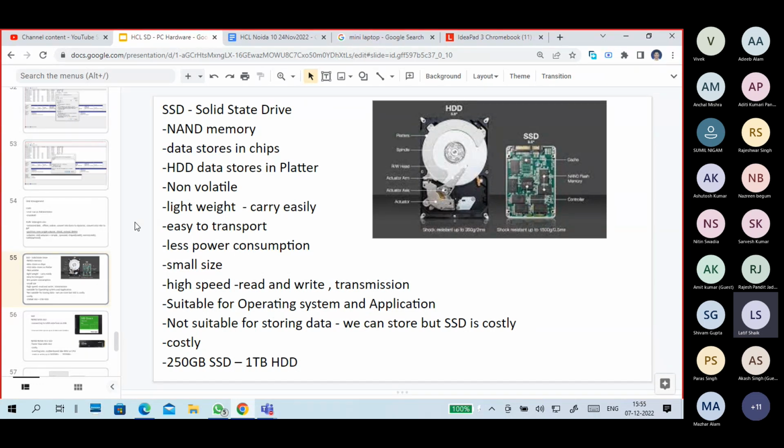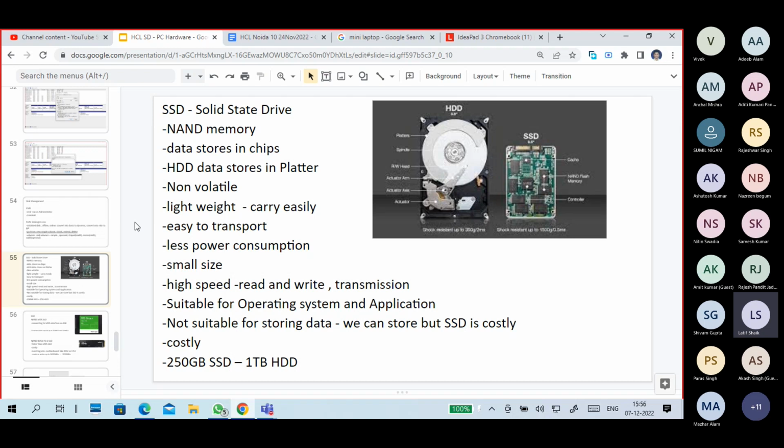It is lightweight, easy to carry anywhere, easy to transport, with lower power consumption and small size. That is about SSDs. They have very high speed data read and write and data transmission, very suitable for operating system and applications. You want a faster boot of the system, you need an SSD. You want to use heavy applications, SSDs are always best. But only one problem is you cannot store regular data.